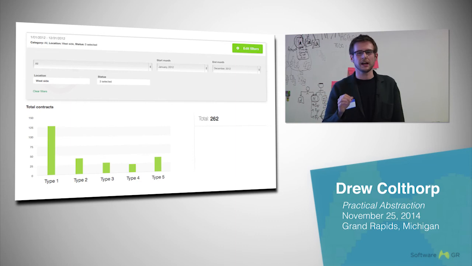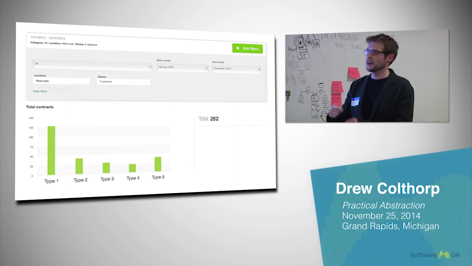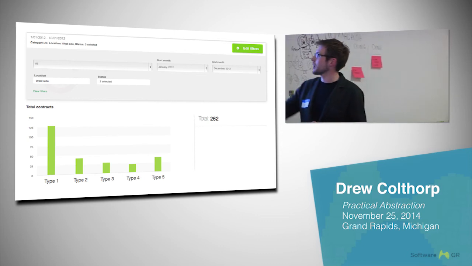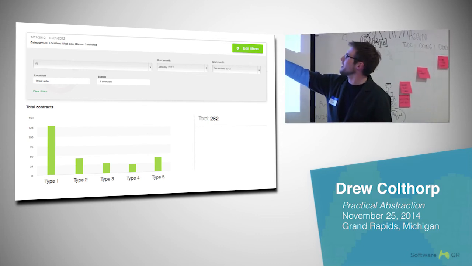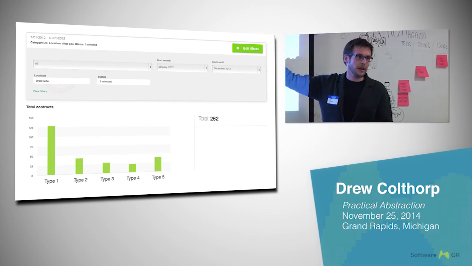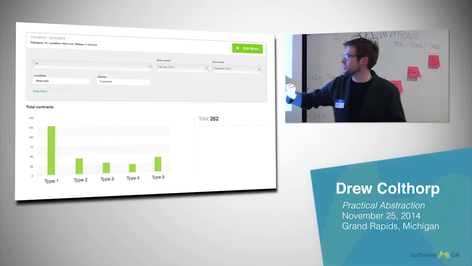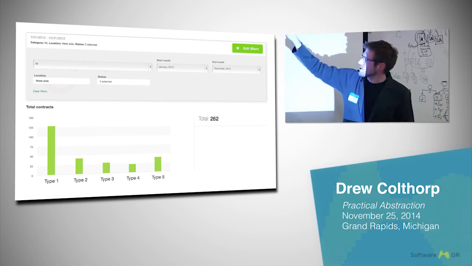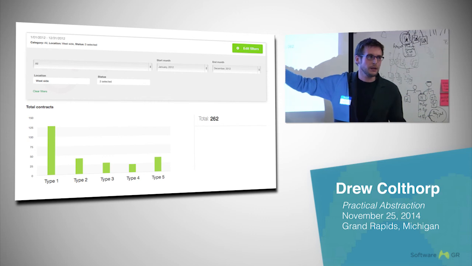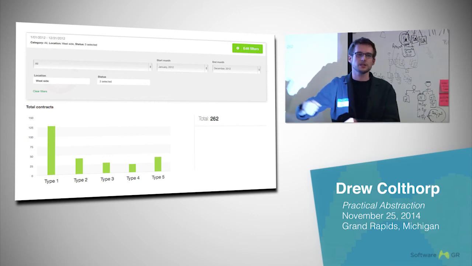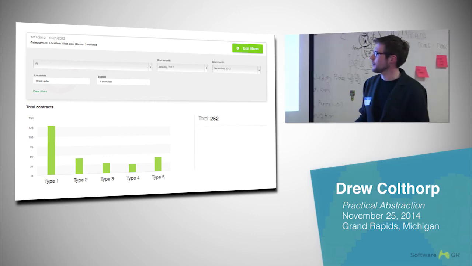Are they full-time, part-time? How much money are they making? And then wanting to be able to slice and dice the organization by maybe location or employee status, look at different time spans. And be able to then see, as you interact with these filters at the top of the screen, be able to see the data animate and respond as you interact with it.